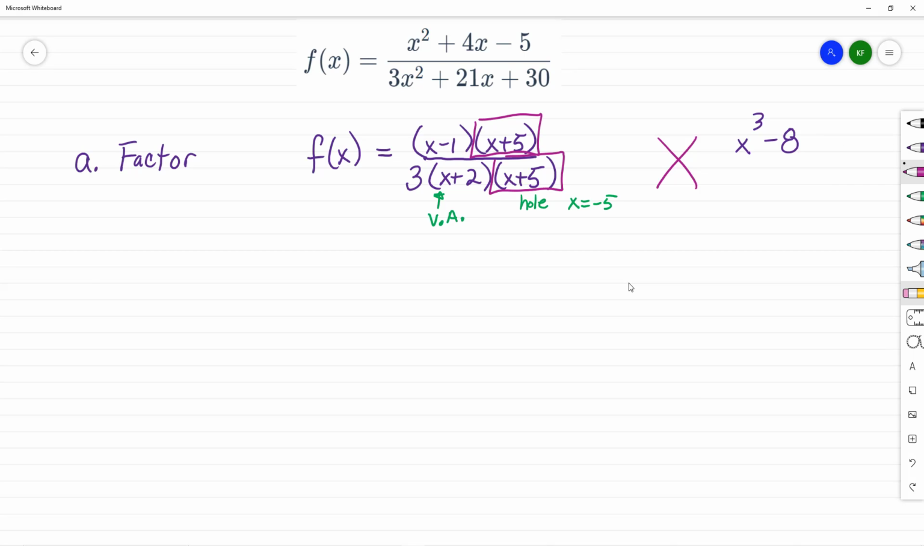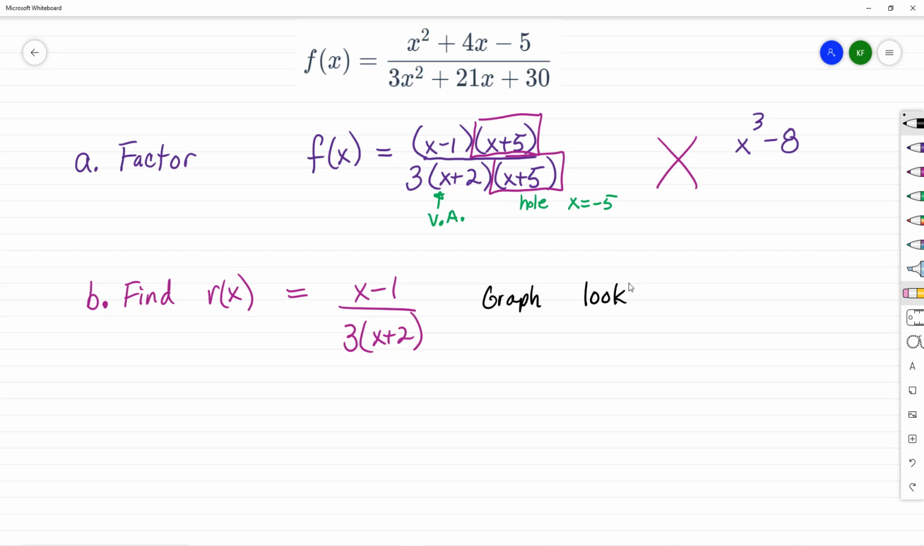Okay, so B says, or it's going to say, find the reduced form. So find the reduced R of x, and you just write down that form. Okay, remember, this is what the graph looks like. It doesn't look like the actual function at the top. So the graph looks like this, R of x.